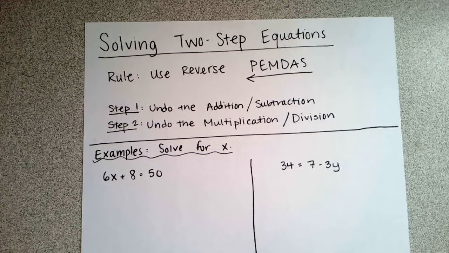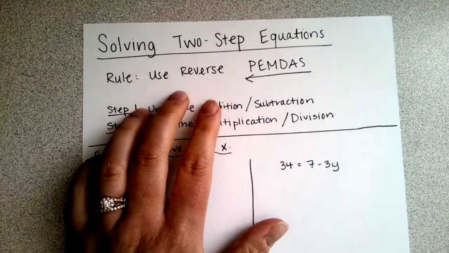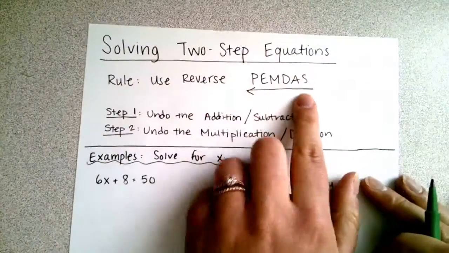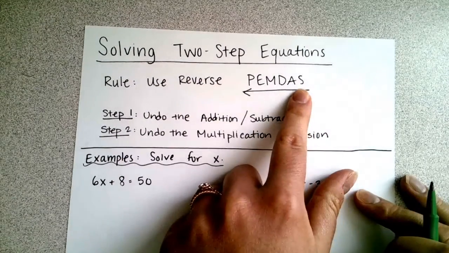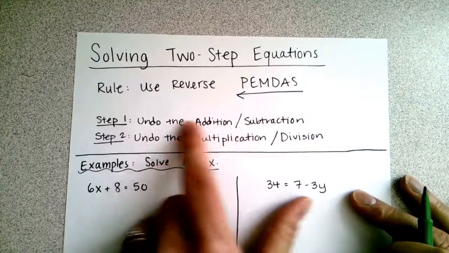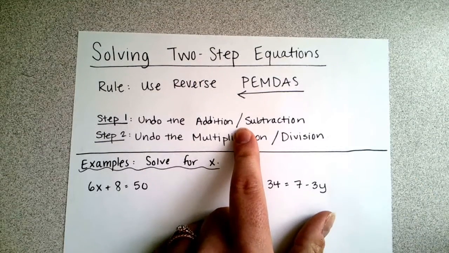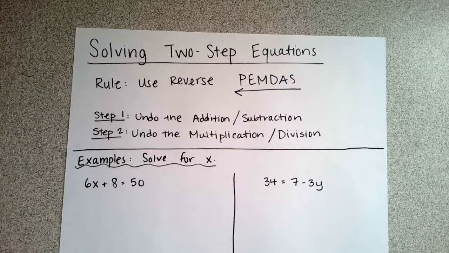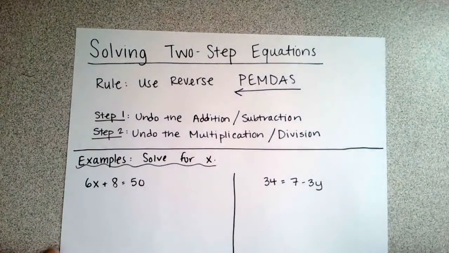Last week we reviewed one-step equations. This week we're doing two steps. So the rule for solving these is you need to use the reverse order of the order of operations, reverse PEMDAS. So step one is you need to undo the addition and subtraction. And then step two is to undo the multiplication and division. And by undo, that means we need to do the opposite.